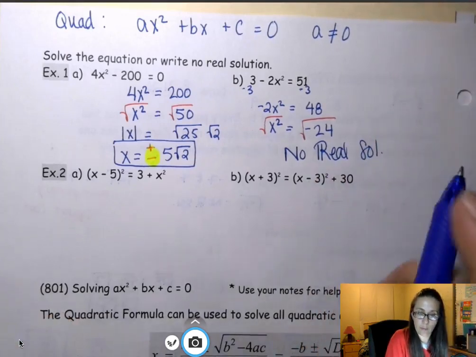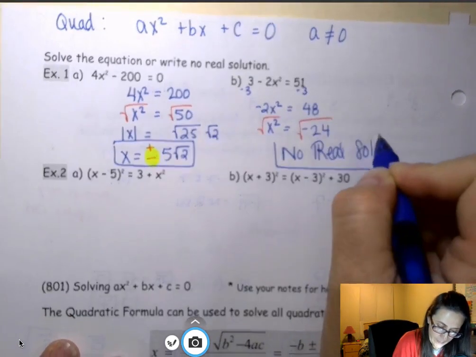I put a fancy R for the real number set usually. And there we go.